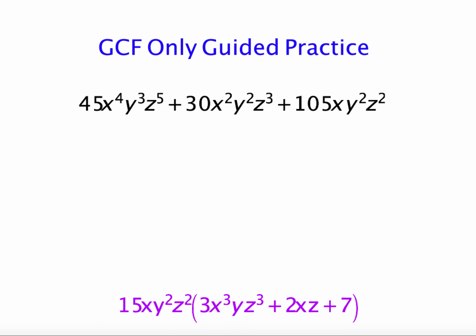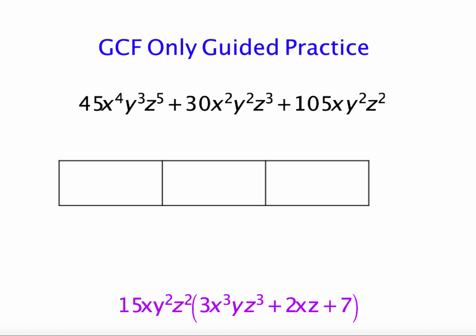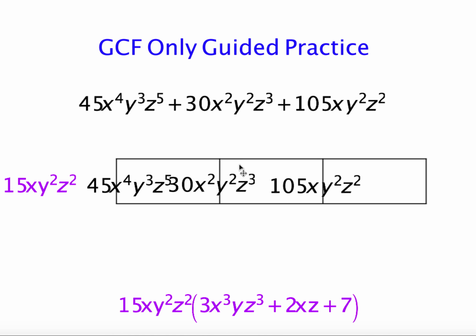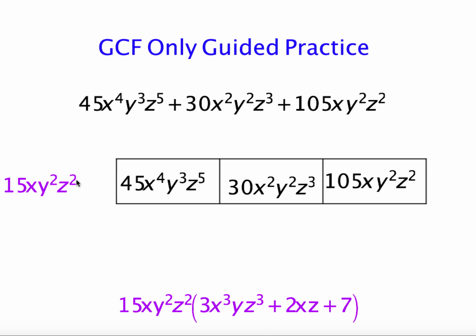If you did the box method, it should look like this. We have each term of our polynomial written inside the box. And then we look at these terms and we identify the GCF, which is 15x y squared z squared. And then we work backwards to find the dimension of the other side of the box.